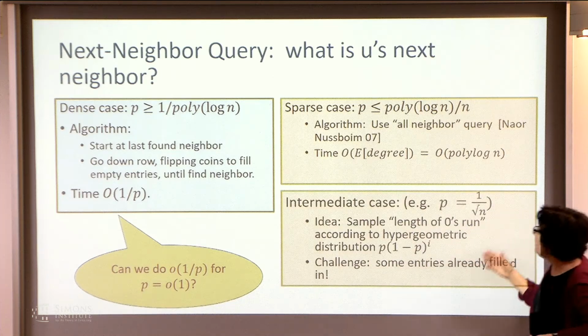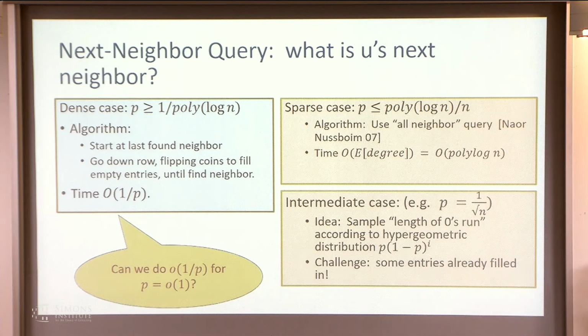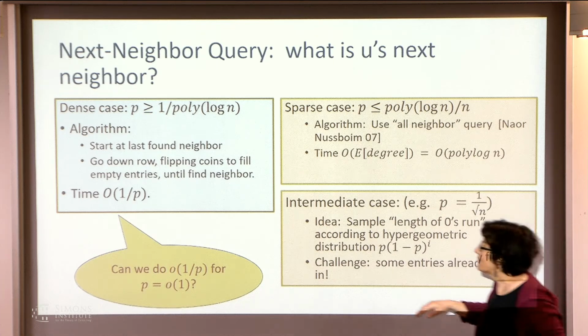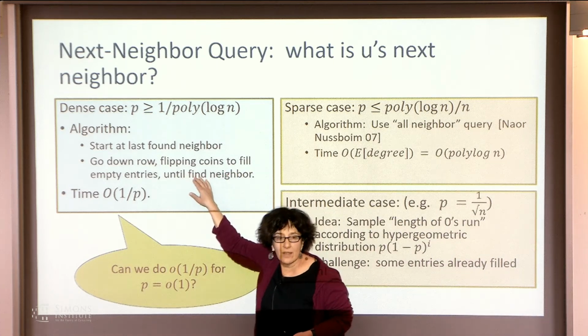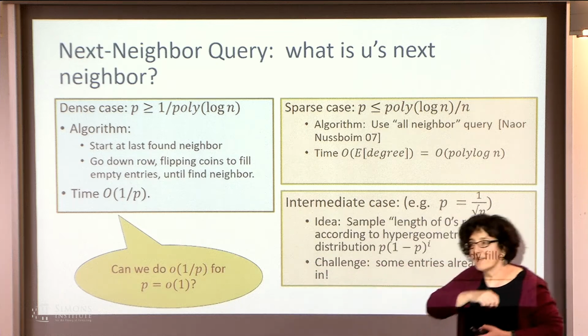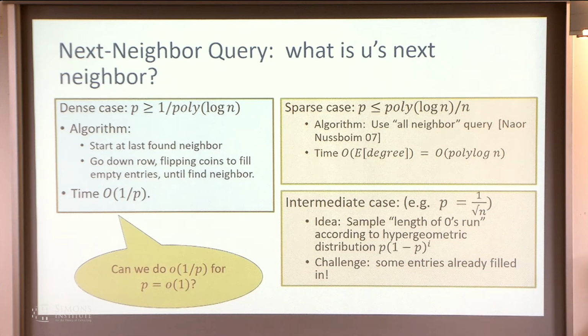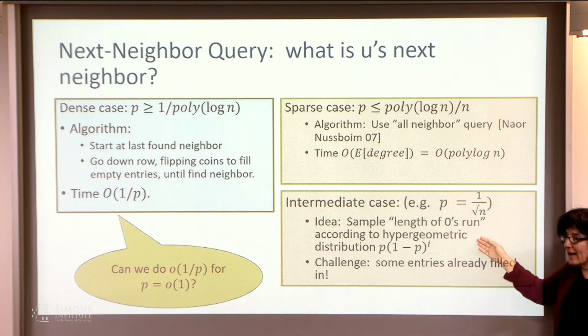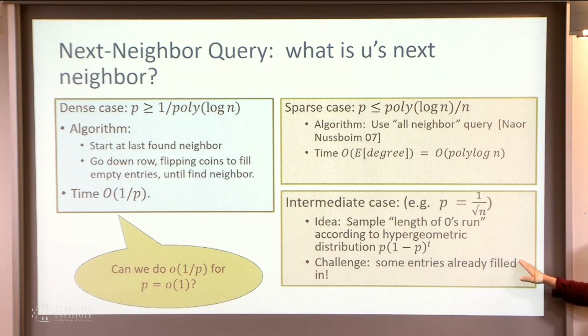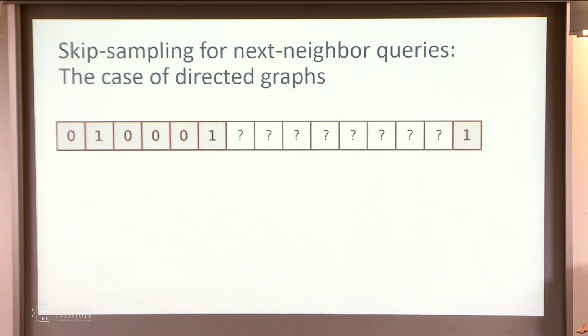So think of that. In this case, the idea is going to be, instead of just going down the row flipping coins until you find a 1, why don't we just sample the length of the zeros run according to the hypergeometric distribution? That seems easy enough. We should be able to do that. The only challenge is going to be that some of these entries were already filled in. Okay, so let's see what to do.